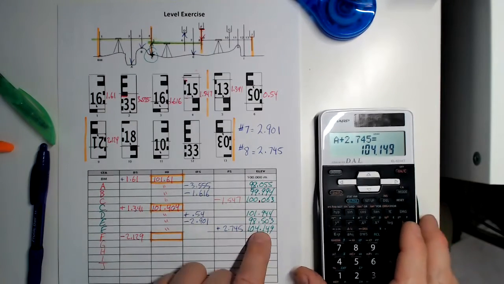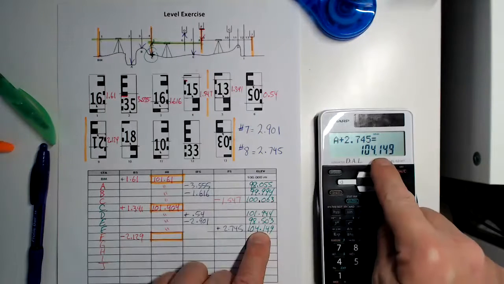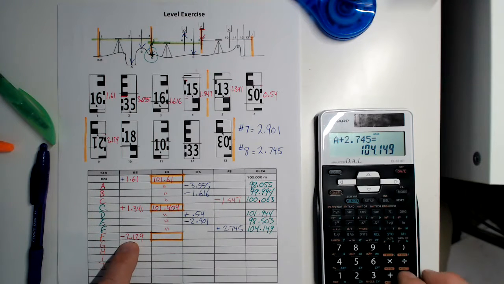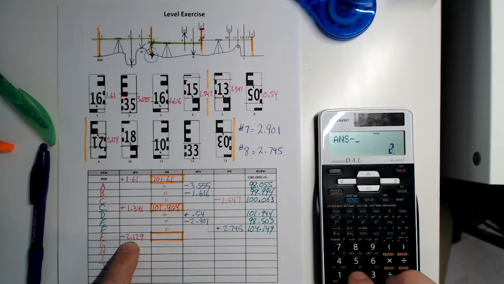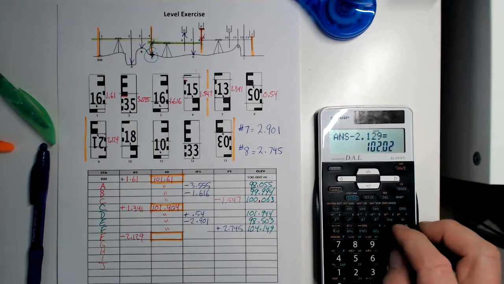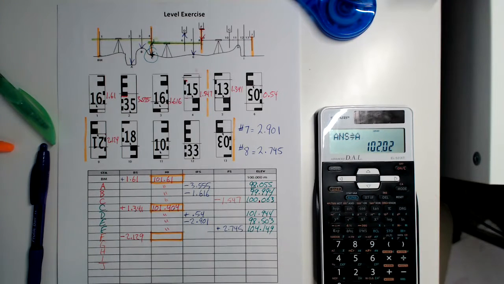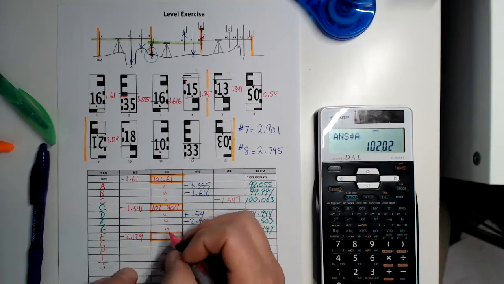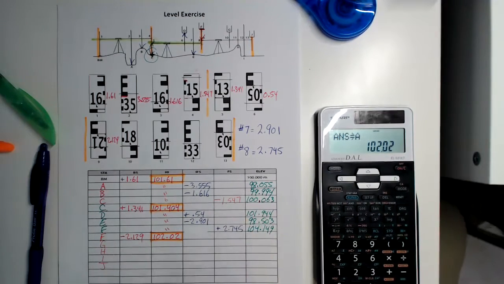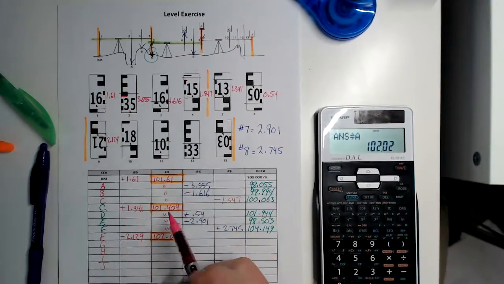We will take the station that we were using, which was station F, elevation 104.149, and we will subtract this stick reading minus 2.129, and that gives us our new instrument height. And of course, I will store that in my calculator. So that is 102.02. Okay, let's go ahead and get the rest of our readings.